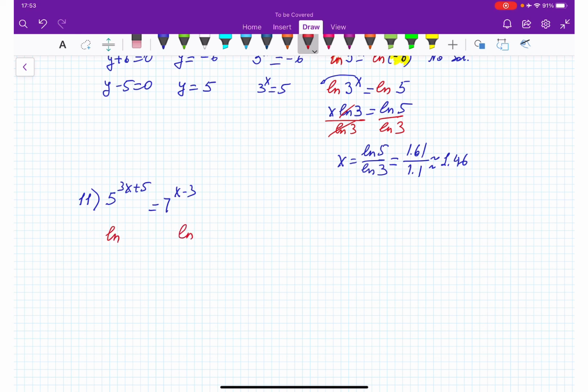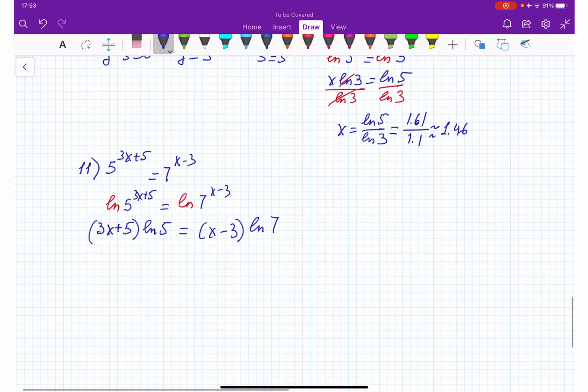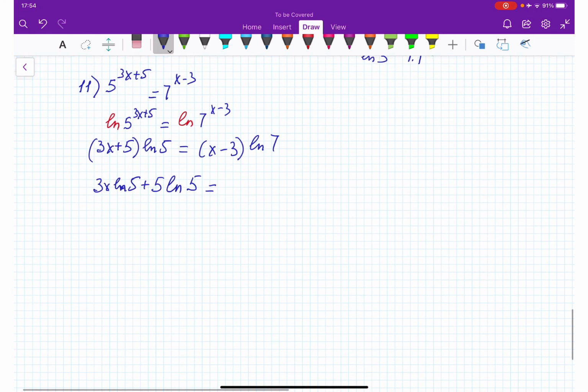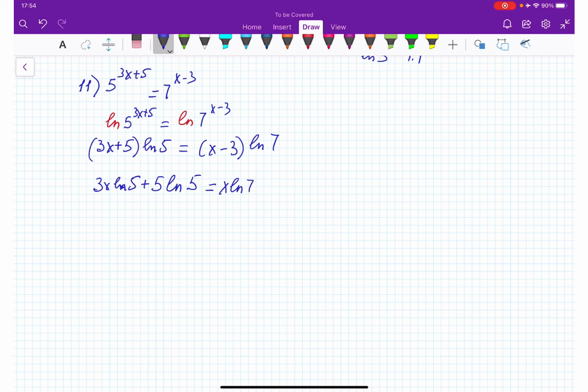Logarithm here, and we have 5 to power 3x plus 5 is equal to logarithm of 7 to power x minus 3. We have (3x plus 5) natural logarithm 5 is equal to (x minus 3) natural logarithm 7. So I'm going to distribute: 3x times logarithm 5 will be 3x natural log 5, plus 5 natural logarithm 5. This is equal to x times logarithm 7, it's going to be x natural log 7, and minus 3 times natural log 7.